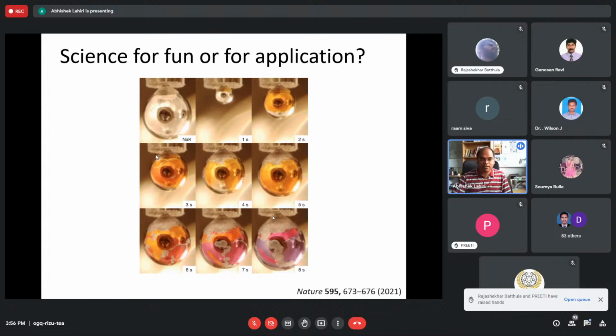So these guys did a very clever experiment. They took a sodium potassium alloy, because sodium and potassium are liquid at room temperature and they can donate electrons. And what was fascinating was within a fraction of a second, basically 3 seconds, you can see that the water has become golden in color, and that is basically metallized water.